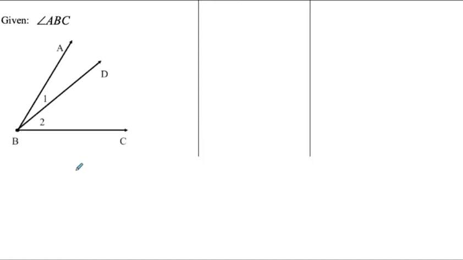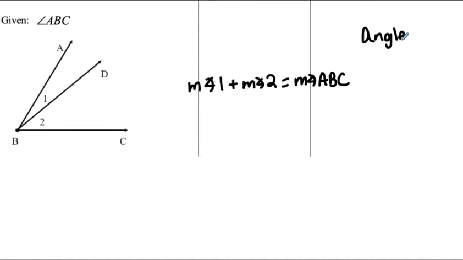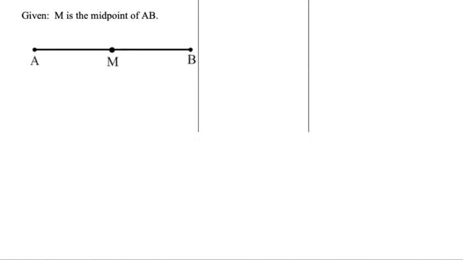Here we're given an angle. We're given that angle ABC, and we're given that BD that kind of goes through it. We've got these two angles, 1 and 2. So similar to what we just did, this diagram only allows me to say that the measure of angle 1 plus the measure of angle 2 equals the measure of angle ABC. And that would be the angle addition postulate. So adding the sum of the parts equals the whole. All right, they're going to get a little bit harder.